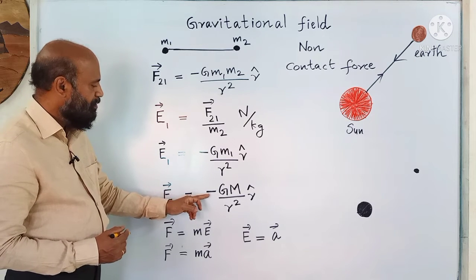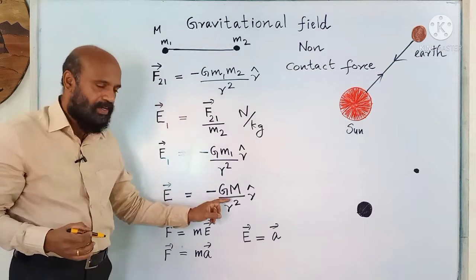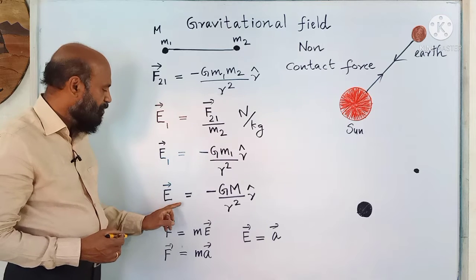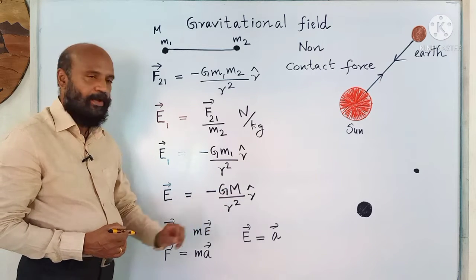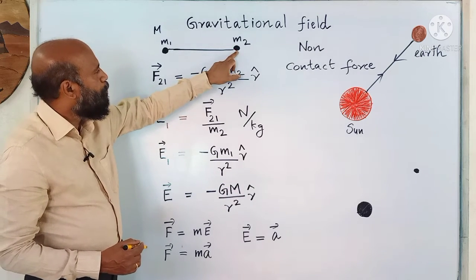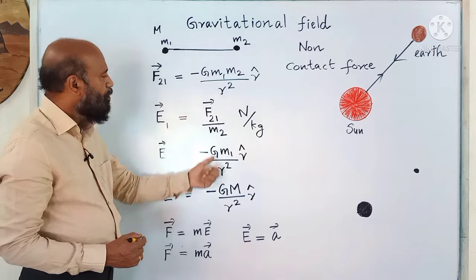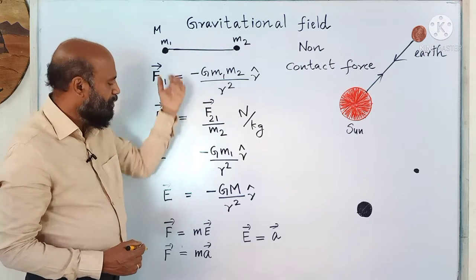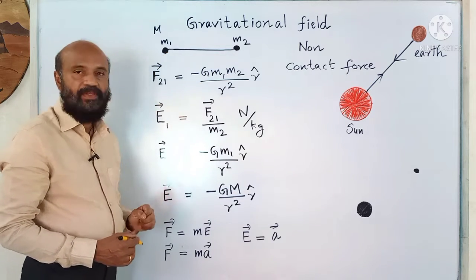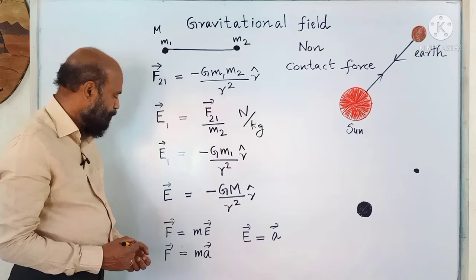Then in general we can write intensity. Instead of m1 we can write mass M. So in general the intensity at a point which is at a distance r is given by this relation: minus G M by r square r cap. r cap is a unit vector from the mass to the point in consideration. Then intensity is towards the mass, so this is minus r cap.